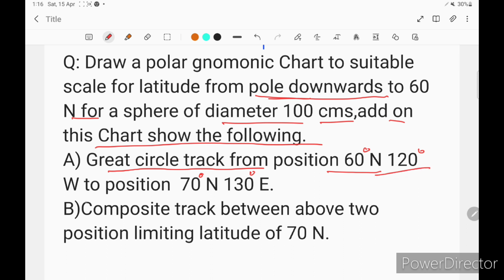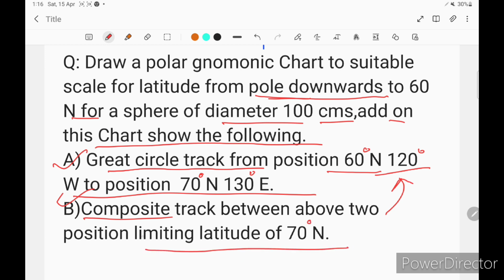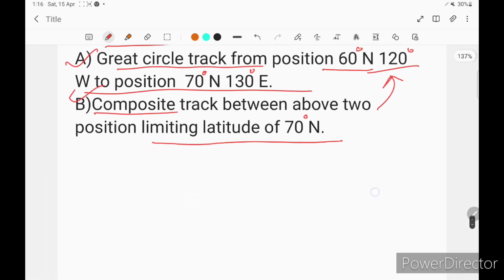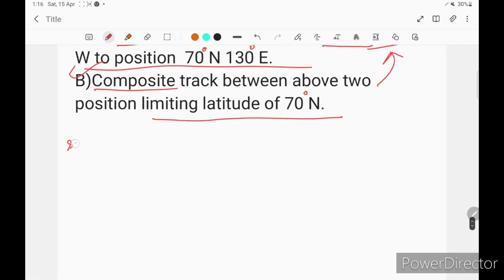So we have the great circle and the composite track. They want the composite track between the above two positions, with a limiting latitude of 70 degree north. So this is a very important question. Let's see how we'll solve it.